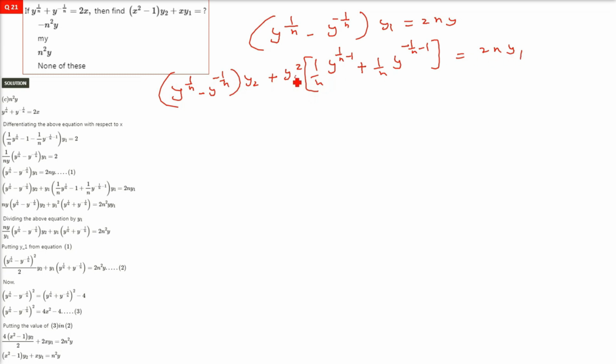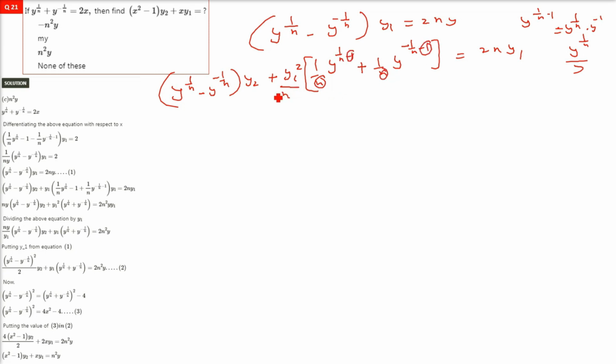So this n is in the denominator. Why don't we multiply everything with n? Because we want to just eliminate this n in the denominator. Alright, and y raised 1 by n minus 1 or y raised minus 1 by n minus 1, in the previous step, just few seconds back, I told you y raised minus 1 can be written as 1 by y.